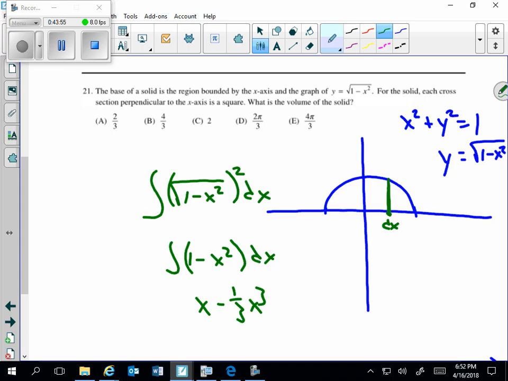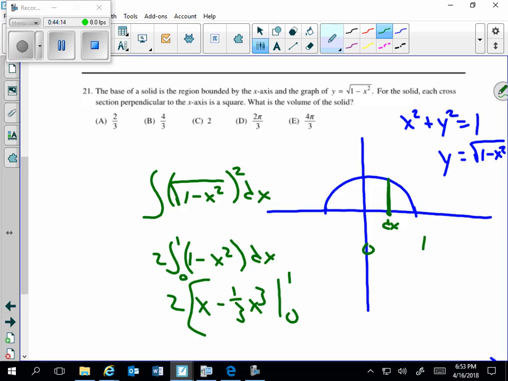We could do this 2 ways. I can integrate from 0 to 1 and double it, or I can go from negative 1 to 1. I'm going to go from 0 to 1 because zeros are usually nice, and I'm going to double it. So I'm going from 0 to 1, and I'm going to take my answer and multiply it by 2.